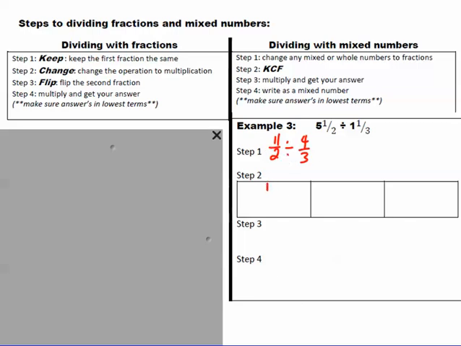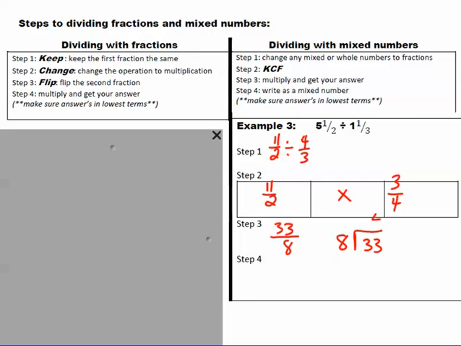So I'm going to keep, I'm going to change, and I'm going to flip. Okay. Now I'm going to multiply straight across. So that gives me 33 eighths. That's an improper fraction, so I need to divide.